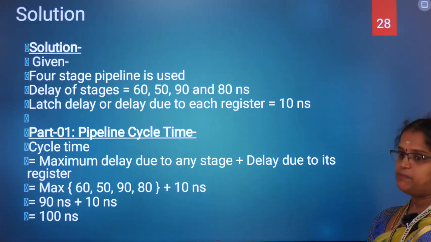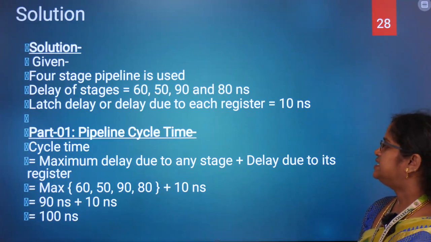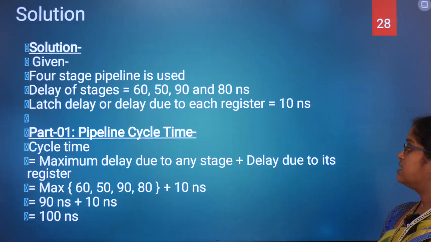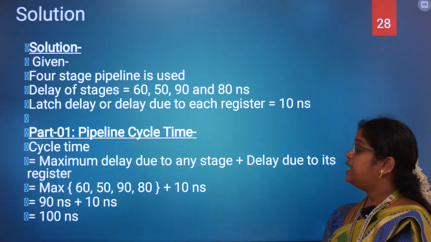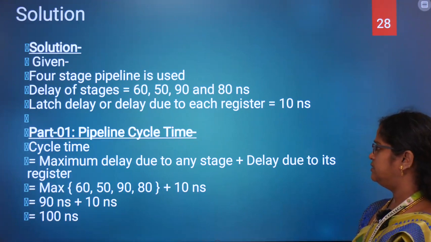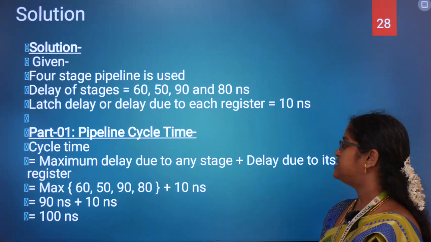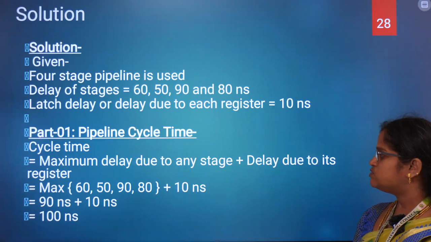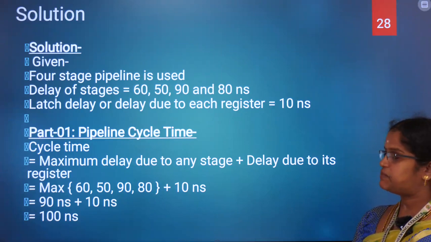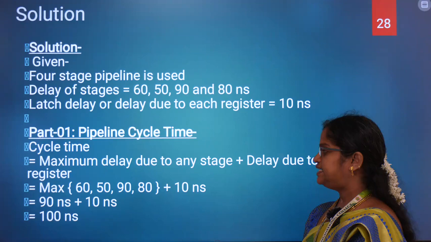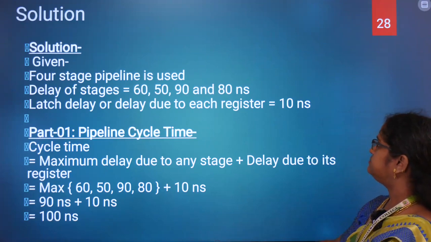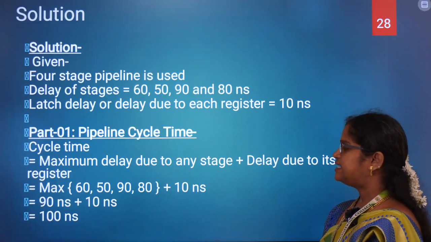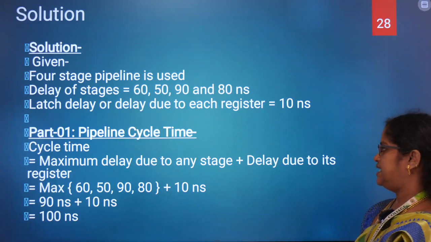So the first one, pipeline cycle time. Cycle time is the maximum delay due to any stage plus the delay due to the register. First we have to find the maximum stage delay among 60, 50, 90, 80. Which one is the maximum value? 90 is the maximum. So we choose 90 ns plus 10 ns latch delay due to each register. So 90 plus 10, 100 ns is the pipeline cycle time.